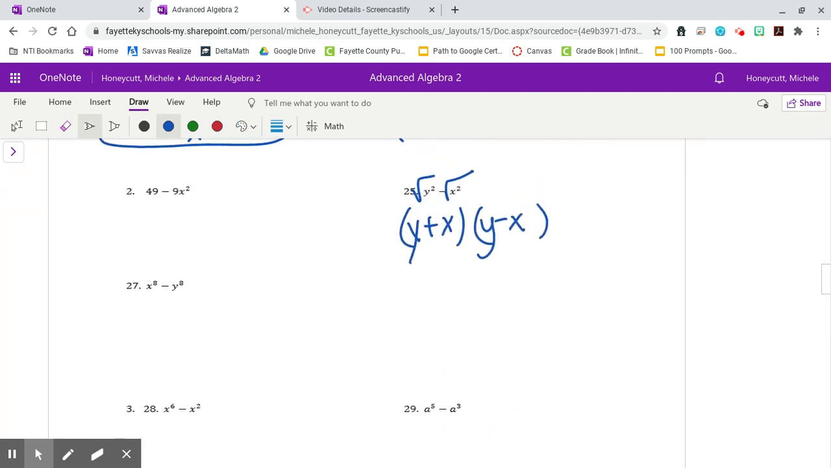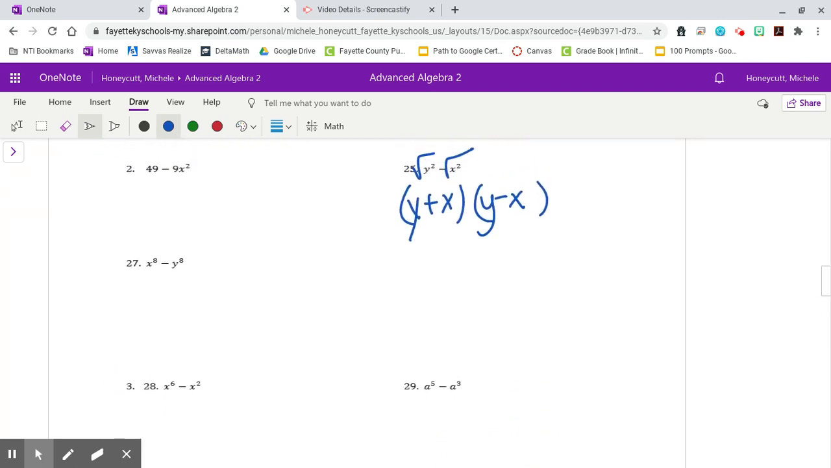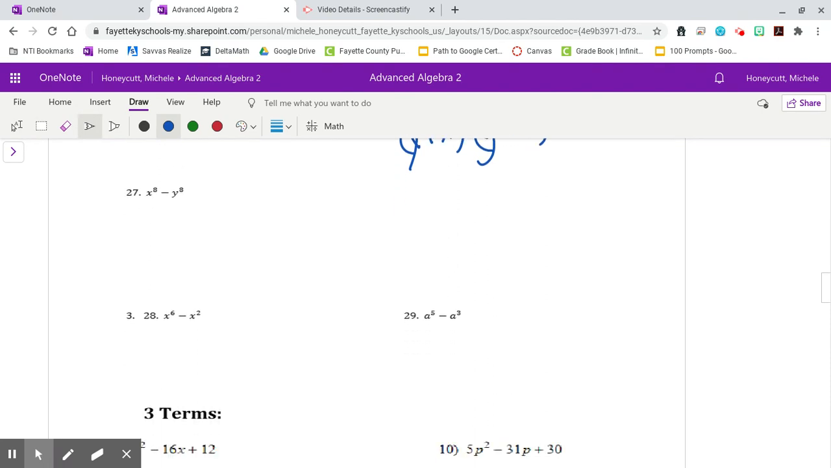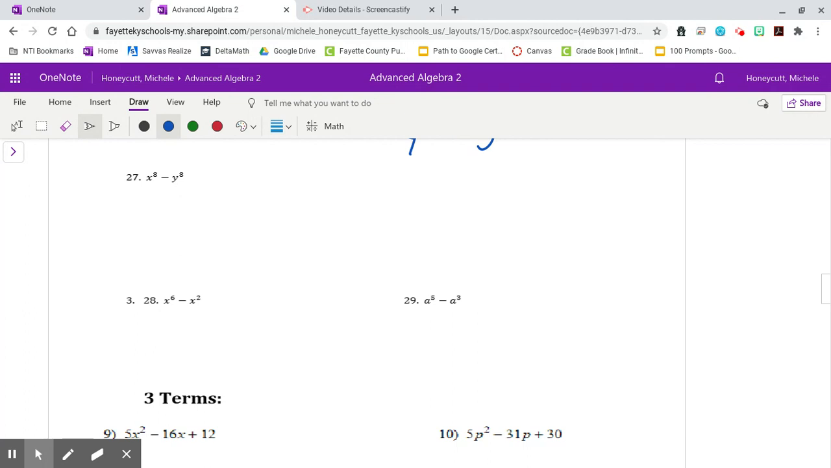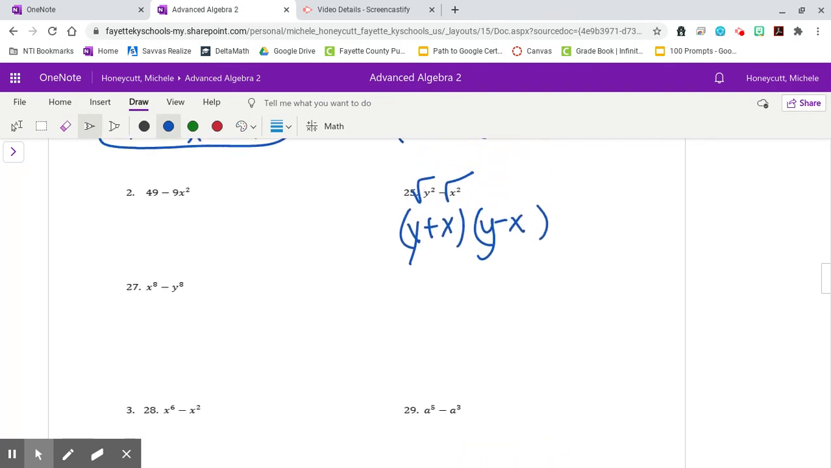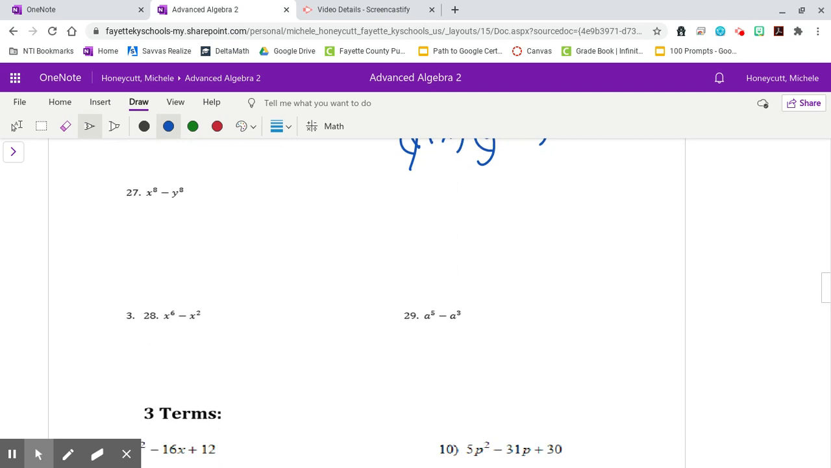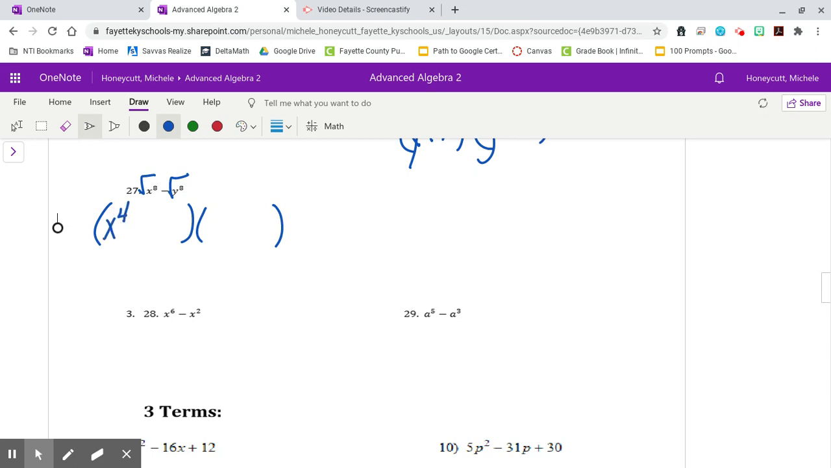Then sometimes you might have something like, let's look at number 27. x to the 8th minus y to the 8th. Those are perfect squares. Now, when you take the square root of an exponent, you divide the exponent in 2. So the square root of x to the 8th is x to the 4th. Then the square root of y to the 8th is y to the 4th. Make 1 plus and 1 minus.